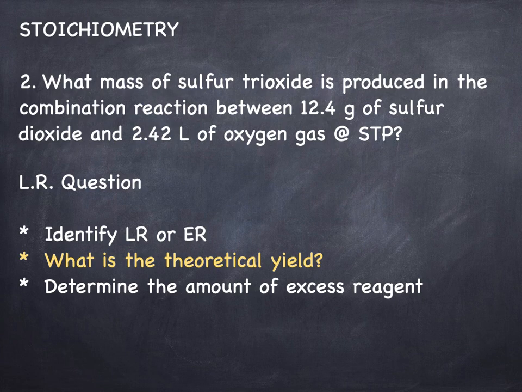What mass of sulfur trioxide is produced? Since we're given information on both reactants, we need to find a limiting reagent before we can figure out that theoretical yield. So pause the video, see if you can work through that, given all the information from the last video. And then again, when you come back, we'll look at a guided solution.